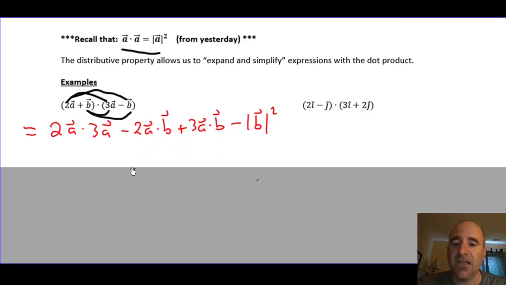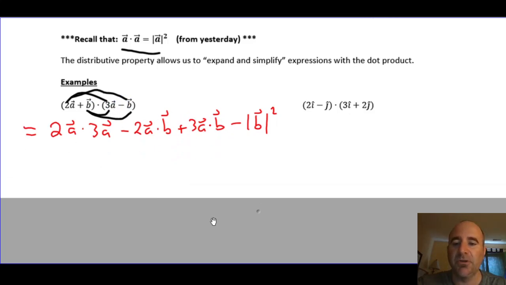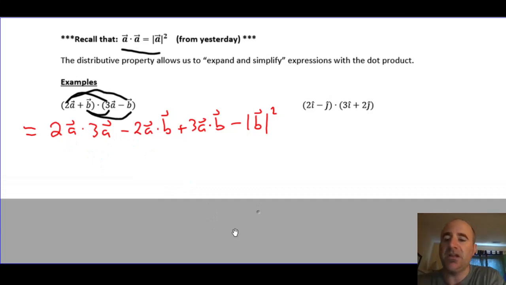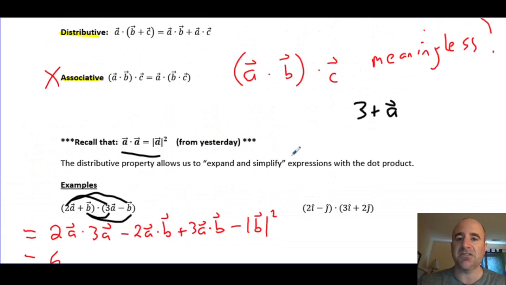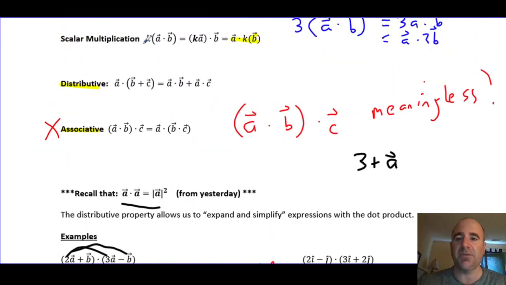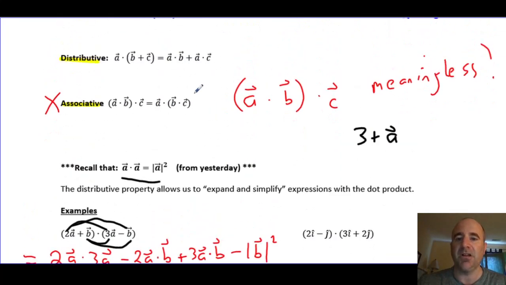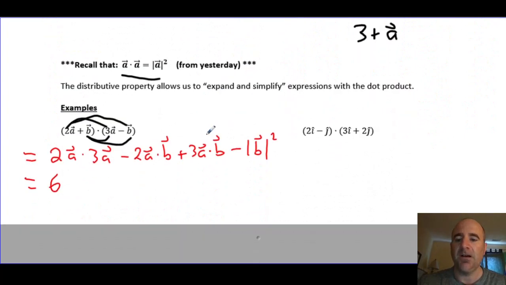That sort of thing. Now the next thing I'm actually going to do, and I probably normally would do it right away, is 2a dotted with 3a is 6 times a dotted with a. So that's actually using this property up here, by multiplying those together. So 6 times the magnitude of a squared.